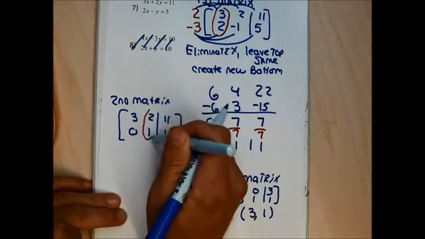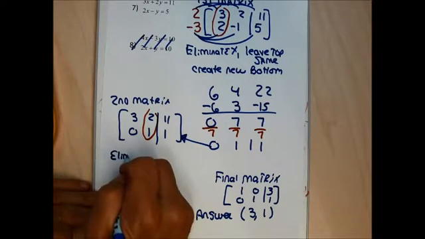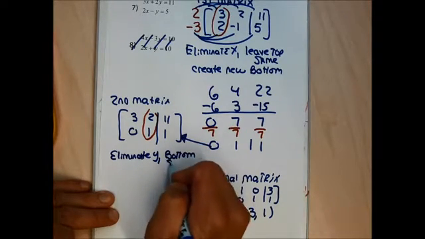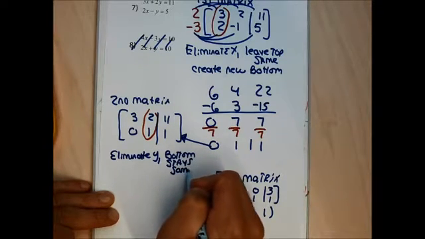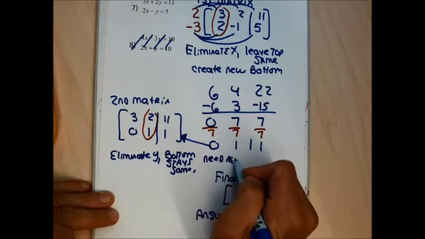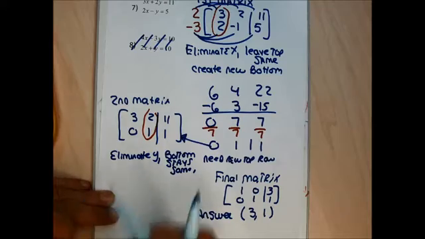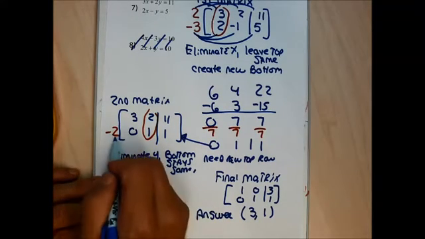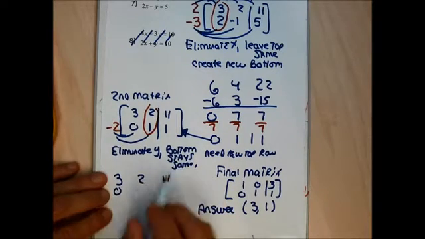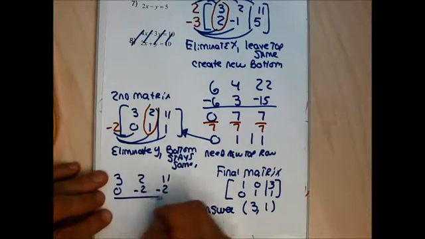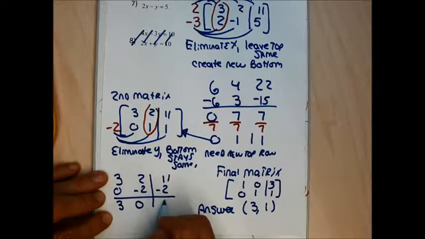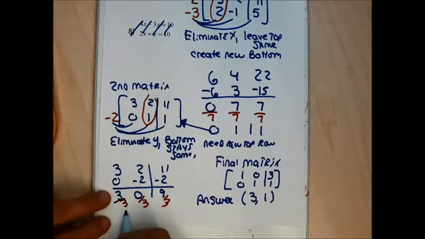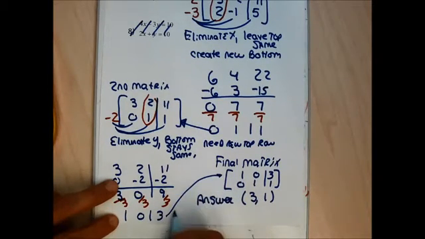For my third matrix, I'm going to eliminate the y. And bottom stays the same. Need a new top. So I'm going to multiply the bottom by negative 2 to eliminate the y. Temporarily, I'm going to leave the top at 3, 2, and 11. I'm going to go negative 2 times 0 is 0. Negative 2 times 1 is negative 2. Negative 2 times 1 is negative 2. Add these together and get 3, 0, and 9. Divide everything by 3. Divide by 3, divide by 3, divide by 3, and get 1, 0, and 3 for my new top.